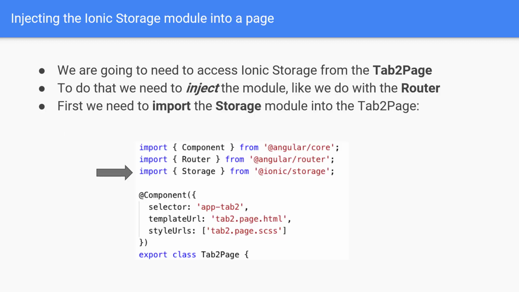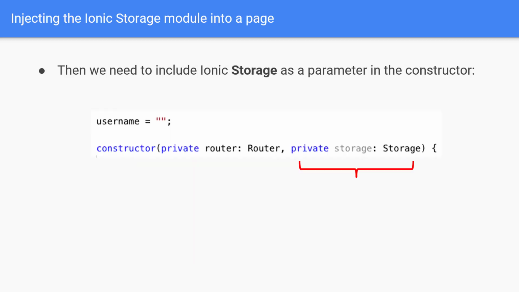We are going to need to access Ionic storage from the tabs2 page. To add that, we need to inject the storage module like we do with the router. First, we need to import the storage module into the tabs2 page. Then we need to include an instance of Ionic storage as a parameter in the constructor.